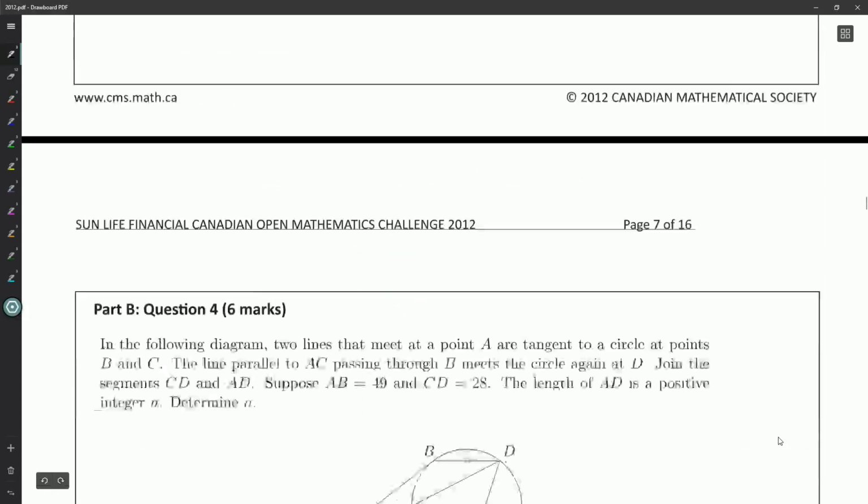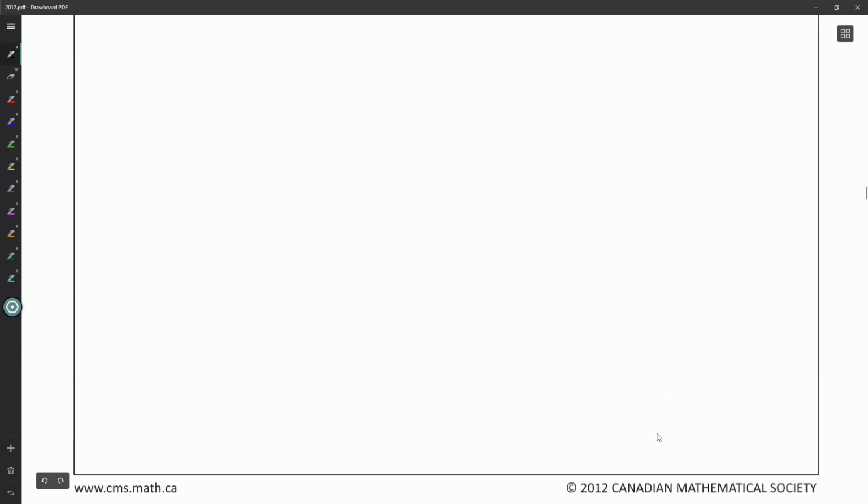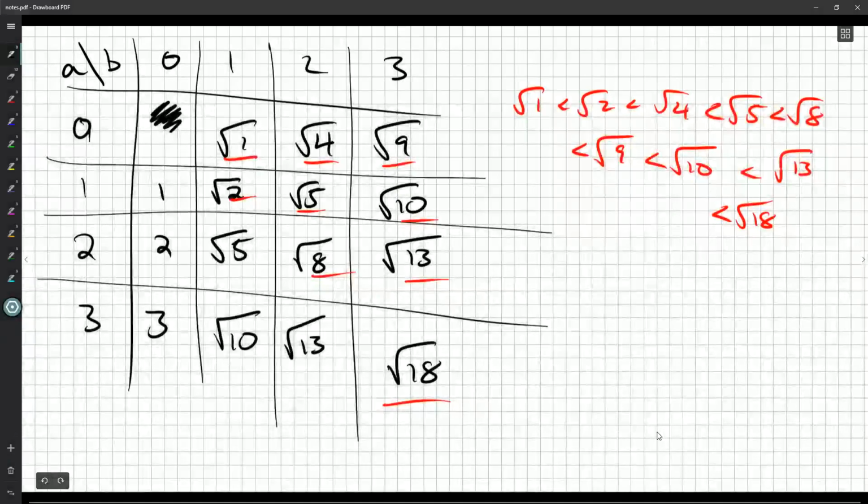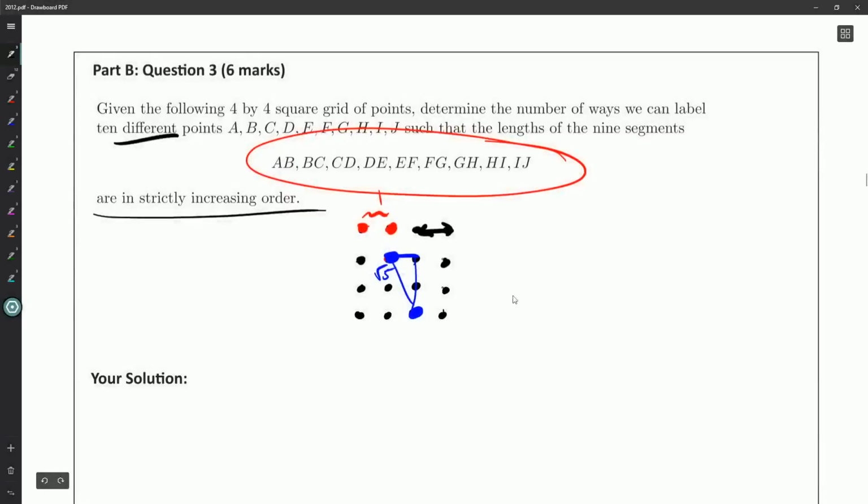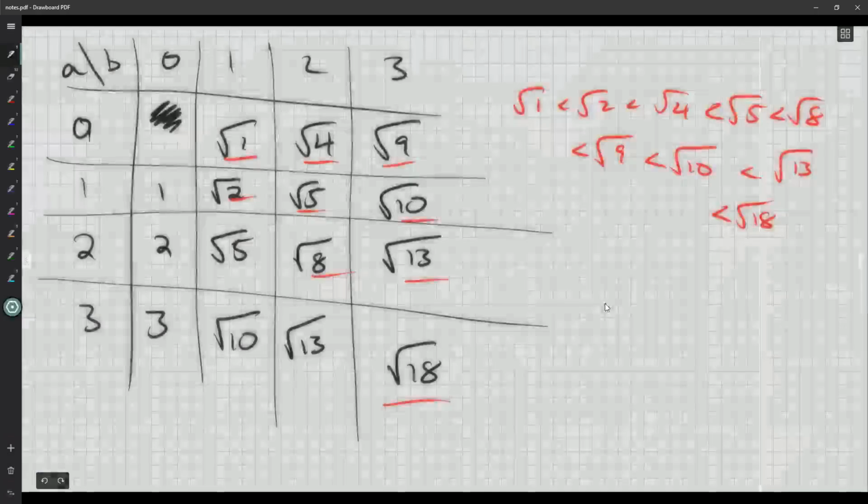Oops, pressed the wrong button, I went down a question. Okay, now they want, what was it? How many different ways to arrange these 10 points? Well, label these 10 points, but it's arrange them. Okay.